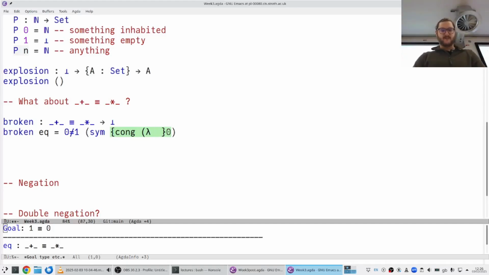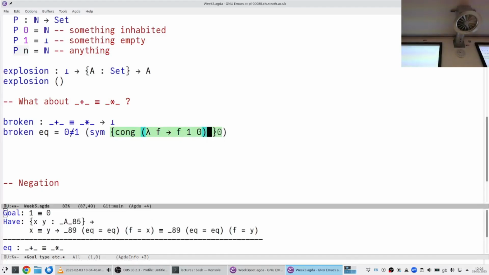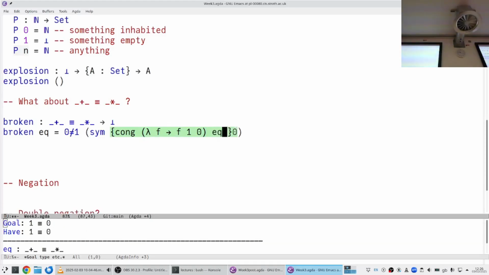I'm doing, this is a bit tricky, 1 and 0 as said. So what am I saying? If you look at the left-hand side here, its type is nat to nat to nat. It's a function taking 2 arguments, right?